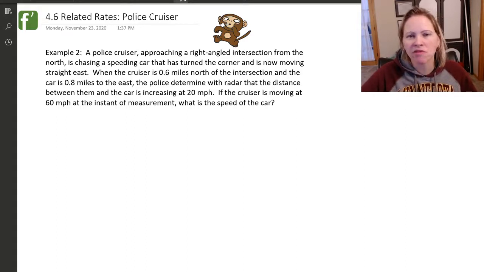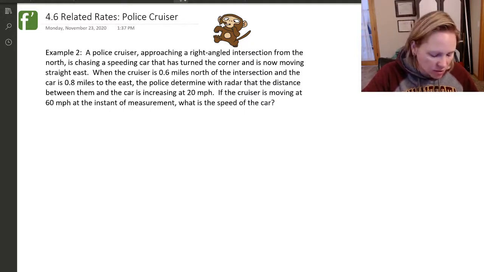For example, some of them involve similar triangles and setting up a proportion. Some of them involve a right triangle and using the Pythagorean theorem. Other problems involve using volume or area functions. And so today we're going to talk about what's happening with police cruisers driving along at an intersection.